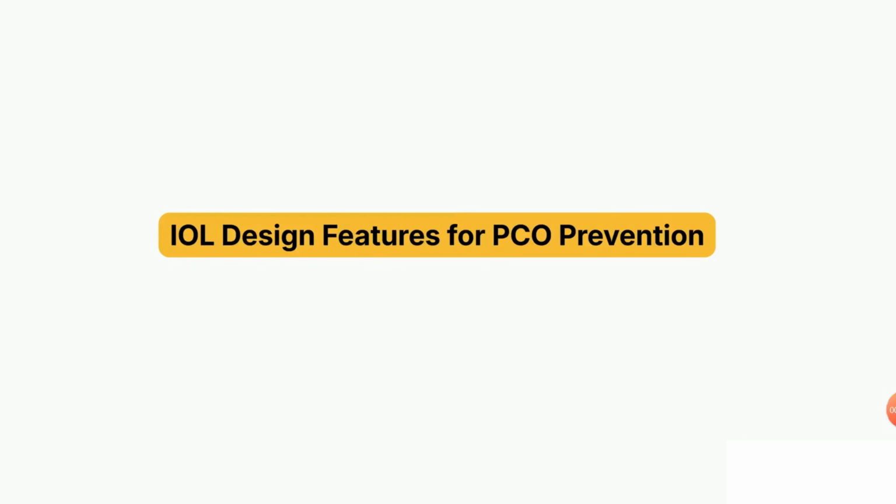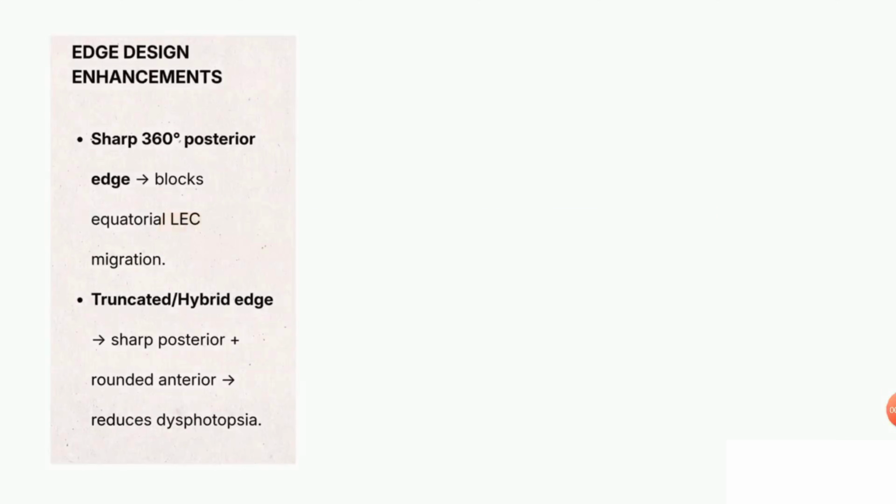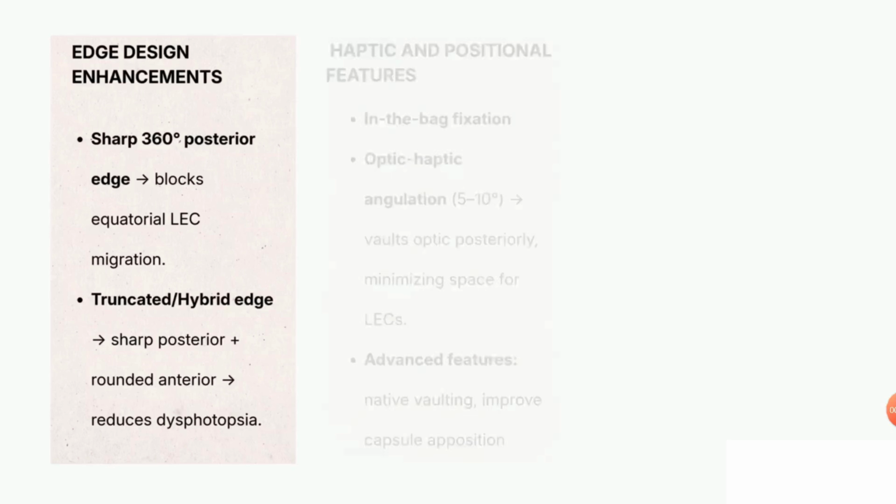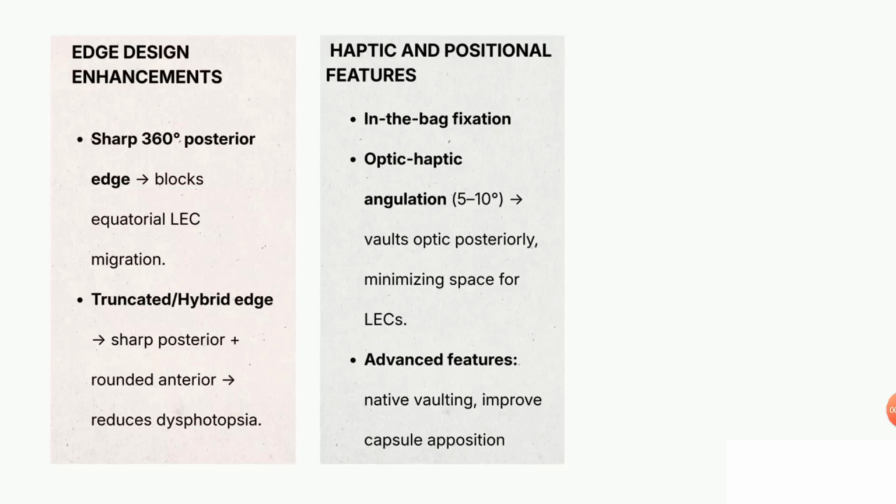When we talk about posterior capsular opacification prevention, it's not just about the posterior edge of the IOL. Several designs and surgical strategies work together to minimize equatorial lens epithelial cell migration. First, the IOL design features. We have already discussed the edge design. Also, the haptics and positioning matter. In-the-bag fixation keeps the optic centered, ensuring consistent contact with the posterior capsule. Optic-haptic angulation vaults the optic slightly posteriorly, further reducing the space for equatorial lens epithelial cell migration.